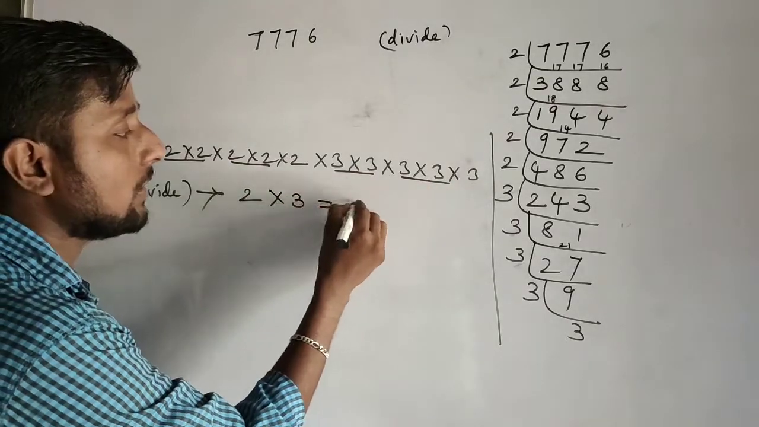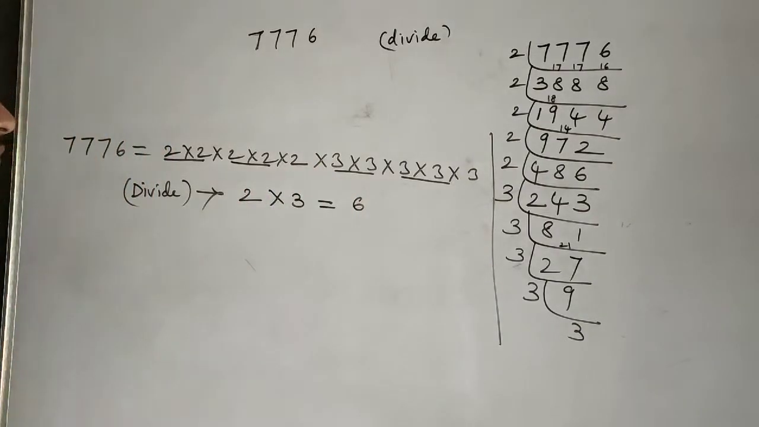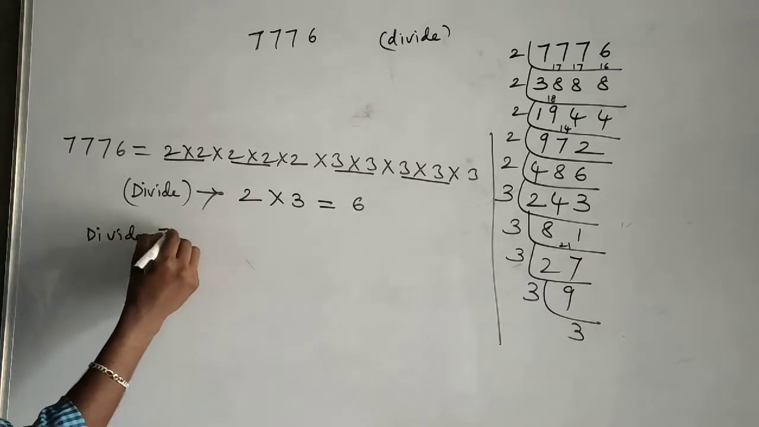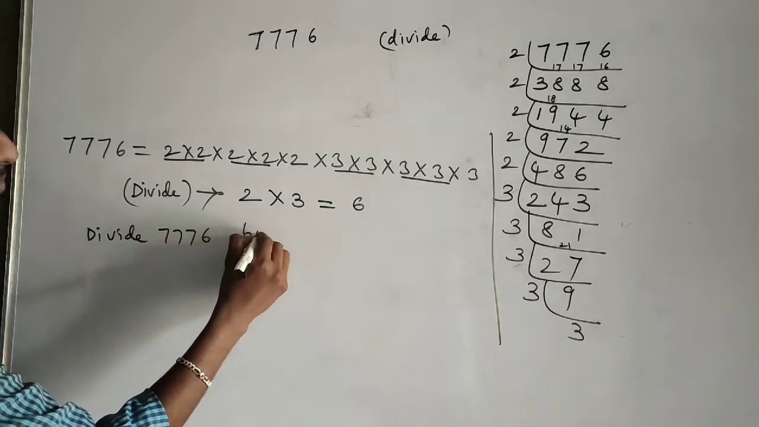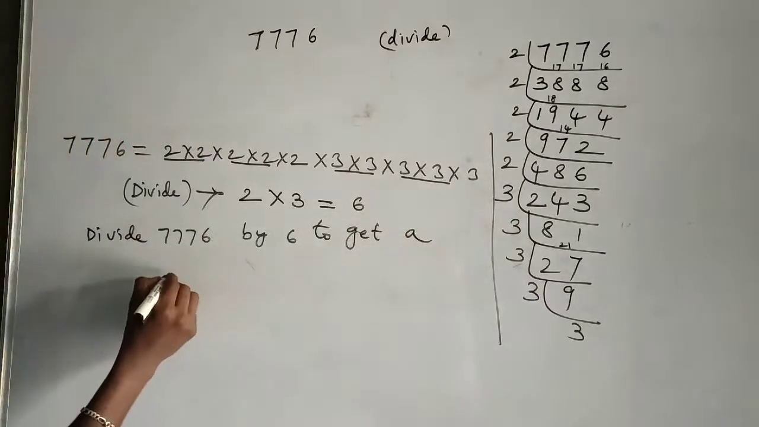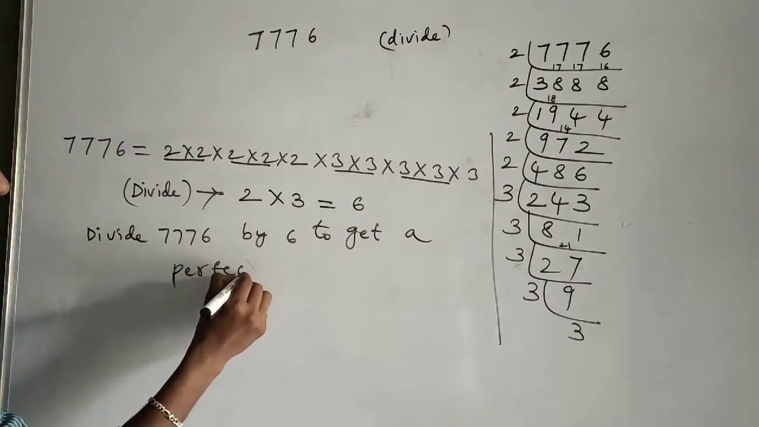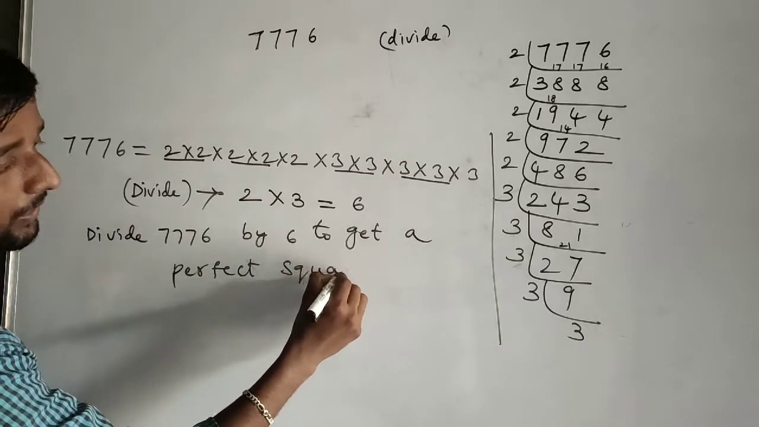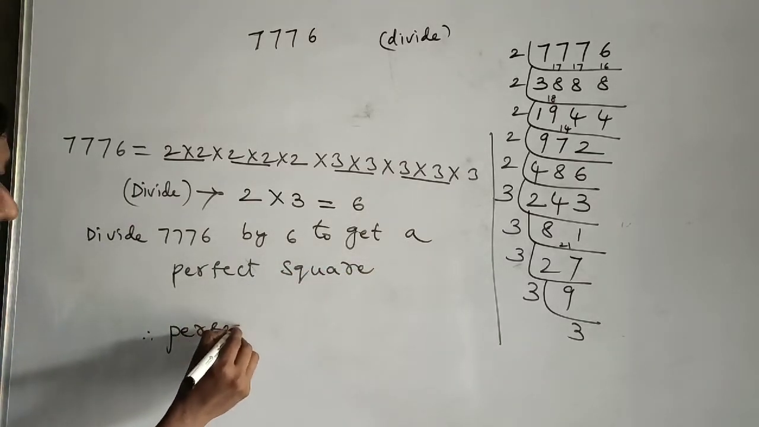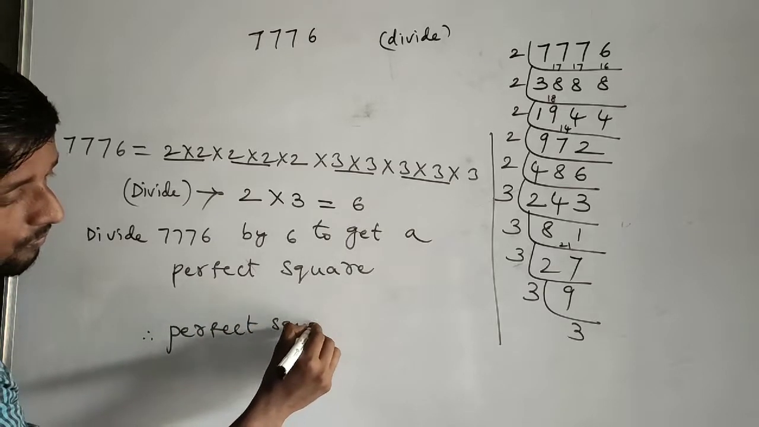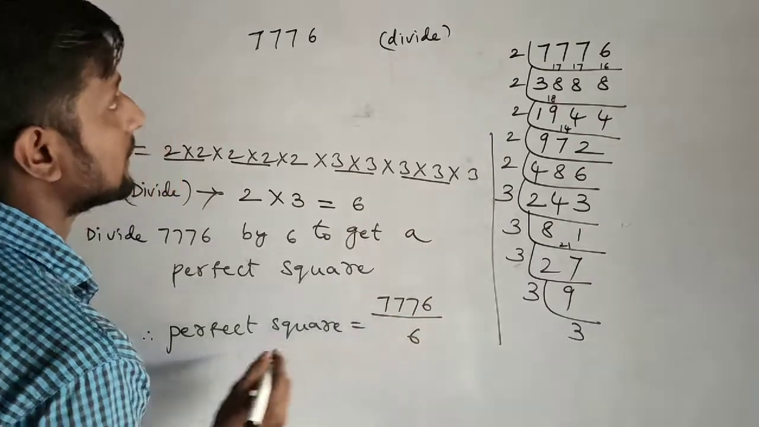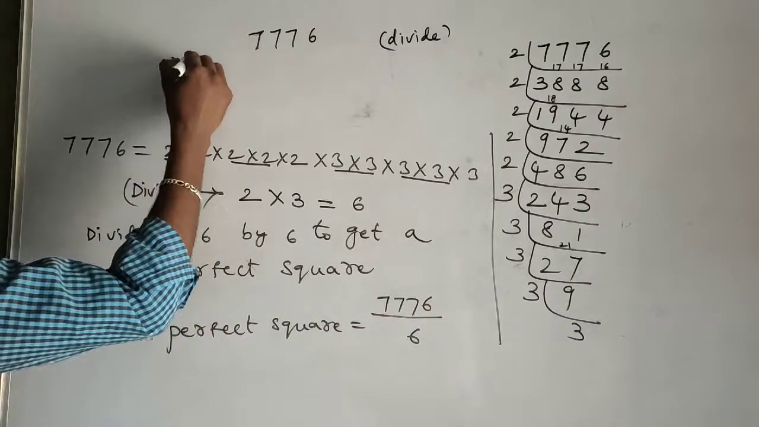So 2 3s are 6. So, conclusion, what will I write? I'll write here, divide 776 by 6 to get a perfect square. So therefore here I write, perfect square is equal to 776 by 6. Okay, I'll do the division here.